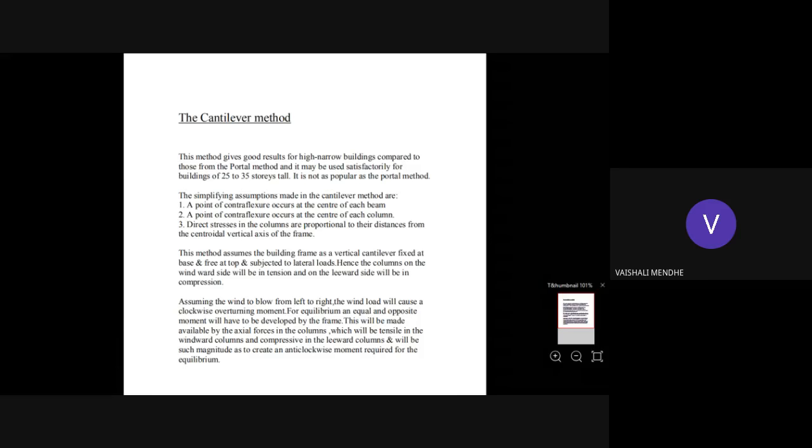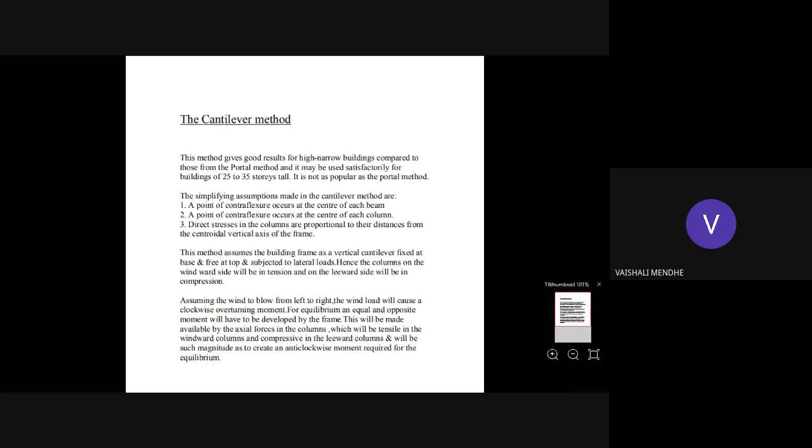Again in this method, the steps involved are the same steps you follow in the portal method, but in the opposite order. In the portal method we got the axial forces in the columns in the last step. Here you get the axial forces in the columns in the first step itself. Then column axial force, then column moment, beam shear, beam moment, like that. So it is exactly opposite to the portal method, but you do the same calculations.